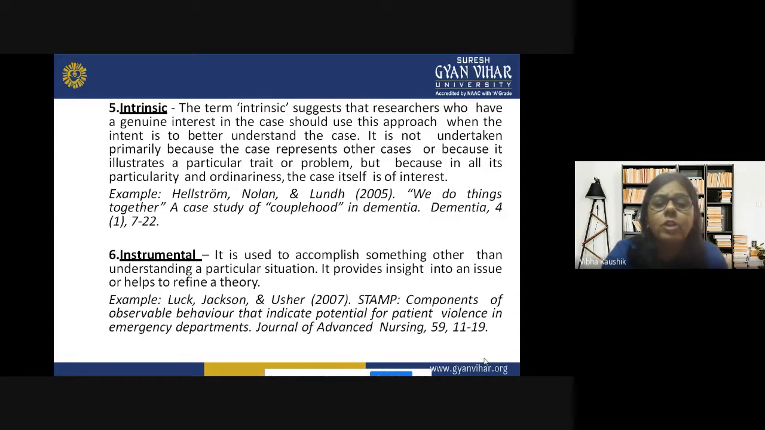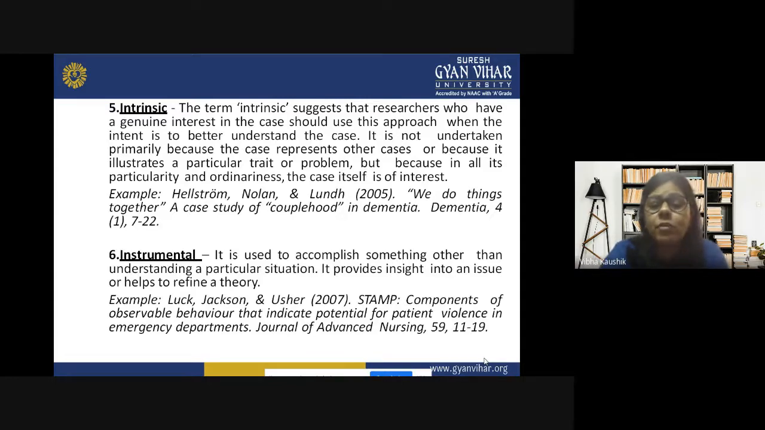Example: Hellstrom, Nolan, and Lundh, 2005. We Do Things Together, a case study of couplehood in dementia. Instrumental: it is used to accomplish something other than understanding a particular situation.